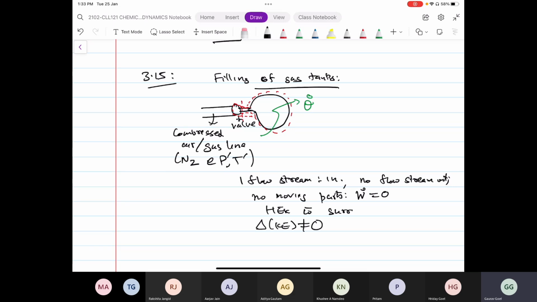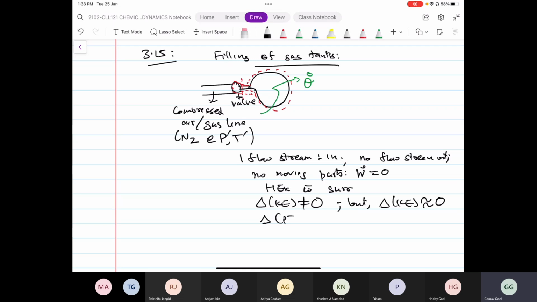there is only one flow stream coming in. So something is coming in, but nothing is going out. So definitely this is not 0. But even here, you can ignore this term. Okay. But if you're not satisfied, you can complete the calculation and see if this term is significant. Okay. And you will indeed see that it is not significant.